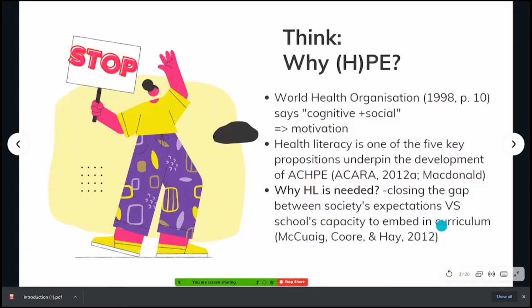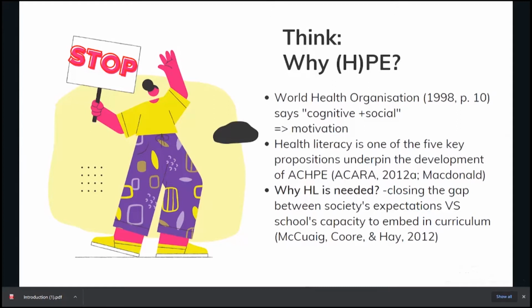Stop! It's very important to think why the H in HPE is in parentheses. It is mainly because health and physical education is a new addition, in which it is a constant reminder to integrate health and physical education to maximize learning.